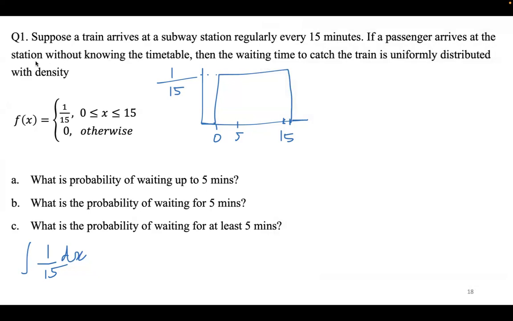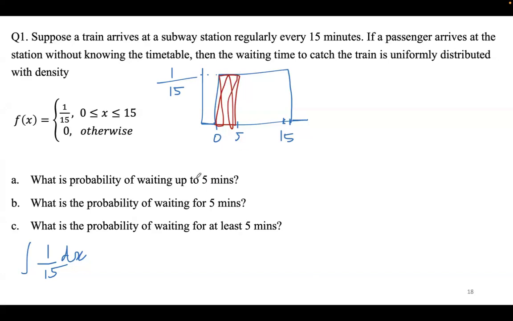Ma'am, which question have you asked? So for question 1, what is the probability of waiting for up to 5 minutes? What area are we going to shade for that? The area which is less than 5, that is between 0 to 5. So it's going to be this region. It's going to be this chunk that we are shading.